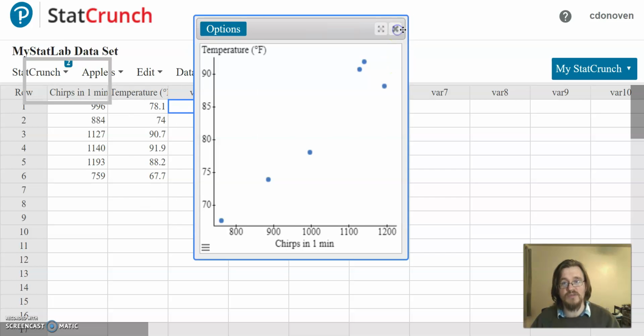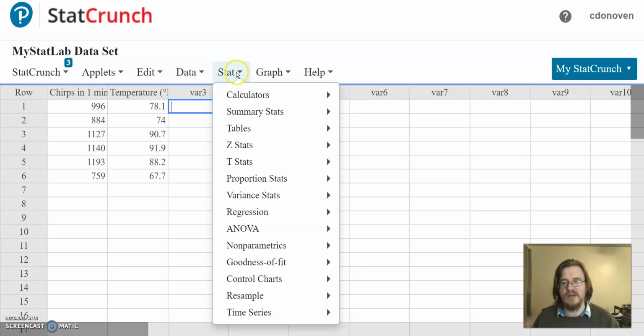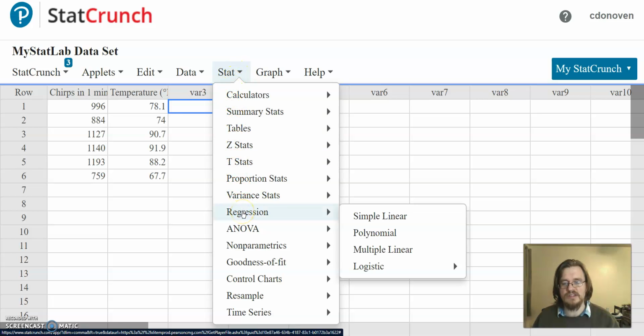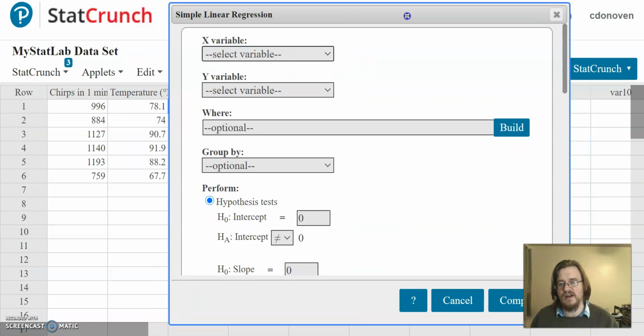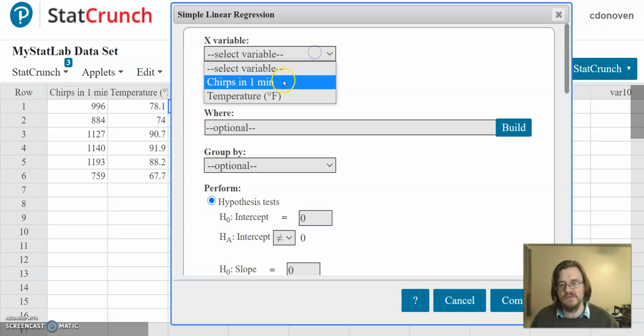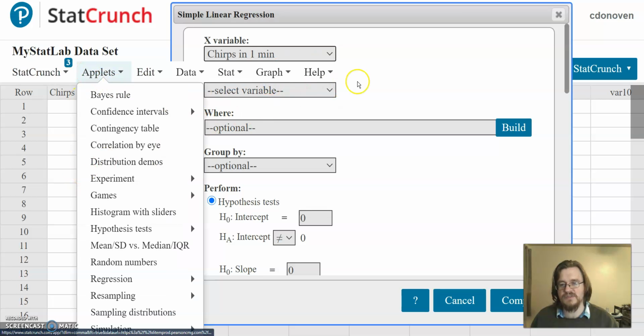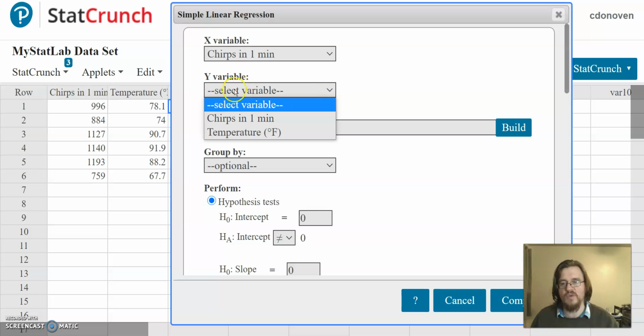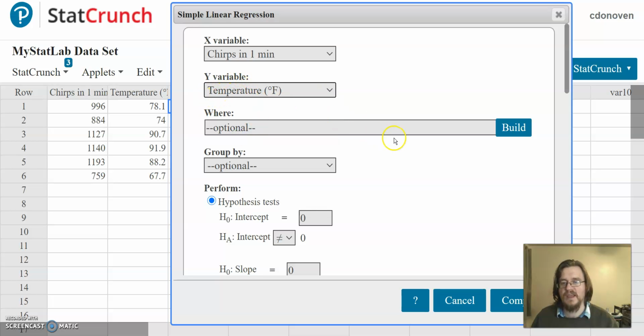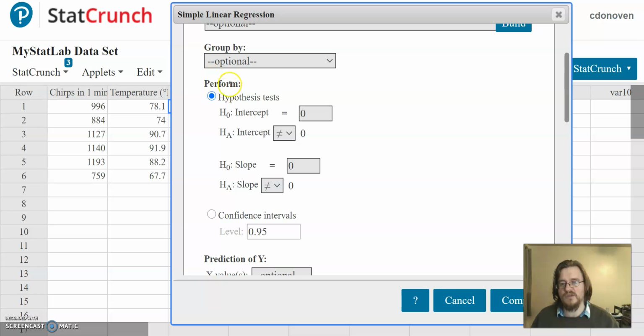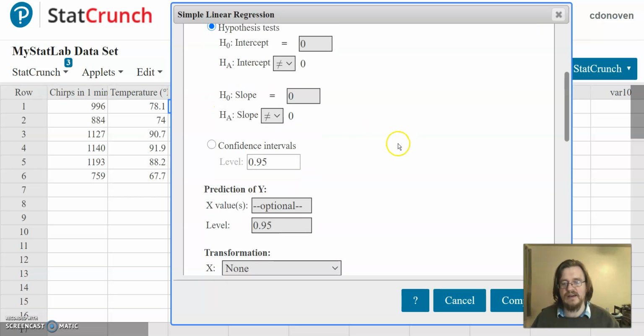So let's apply regression. If we come to stat, and we can come down to regression, to be able to predict the line that would pass through this, we can come to simple linear, and we can try to create our line. So again, our x variable we want as the chirps. Our y variable we want the temperature. For the moment, we're not going to perform a hypothesis test or confidence intervals, but it automatically selects one. That's fine. We'll just leave that like that.